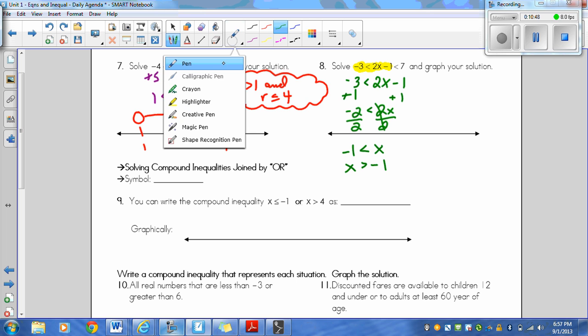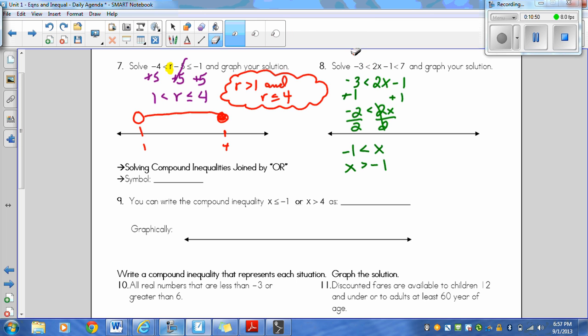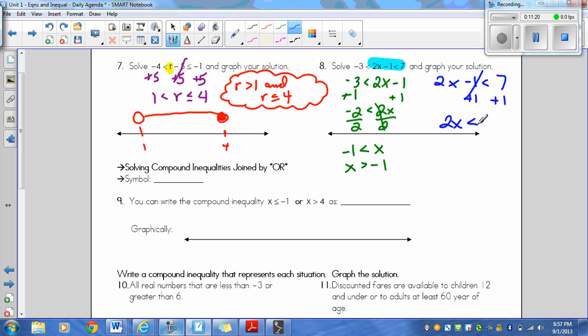Okay, now, I'm going to get rid of that yellow and show you the other side of it. 2x minus 1 is less than 7. So notice the 2x minus 1 is repeated, which is why they are able to make it a smushed inequality. 2x minus 1 is less than 7. You add 1 to both sides. You get 2x is less than 8. You divide both sides by 2. And you get x is less than 4.